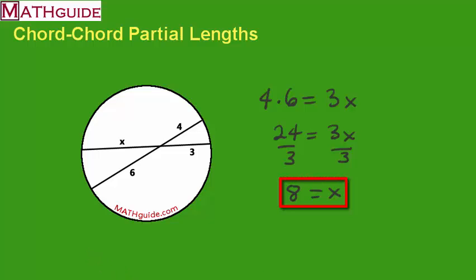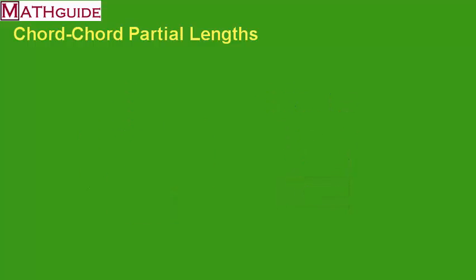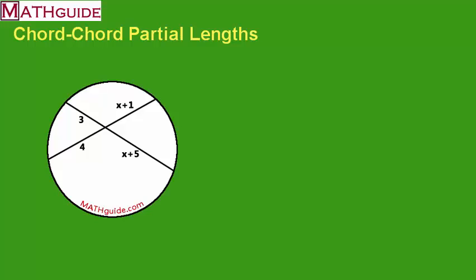Okay, that was a fairly simple problem. Let's try another problem that gets more difficult. Here is example number 2. As you can see, this problem is more difficult because there is a binomial here and a binomial here. Alright, but the process still works the same. I'm going to take the product of the pieces of this chord and set it equal to the product of the pieces of this chord. So I'm going to take 4 times x plus 1, and I'm going to set that equal to 3 times x plus 5.